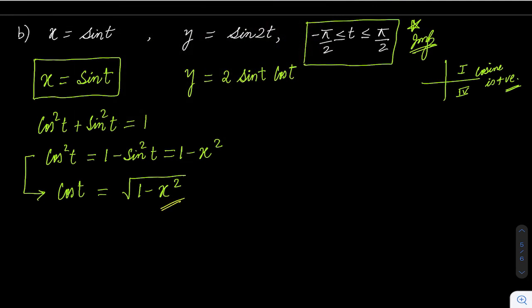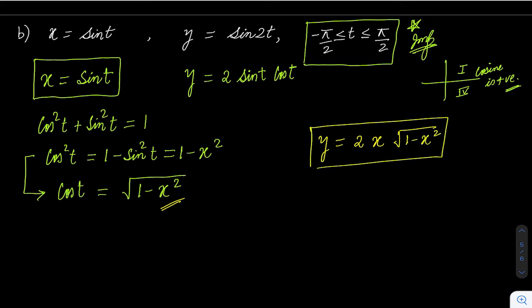Okay, so cos t is square root of 1 minus x square. Now, I will substitute this in my second equation, that is my y equation. So y equals 2 times x into square root of 1 minus x square. So this is my y value. So this is my function, the Cartesian equation. I hope everyone understands this. These questions are different. You have to use different manipulation and different techniques. You can't use a single technique for every parametric equation. It depends on the functions.